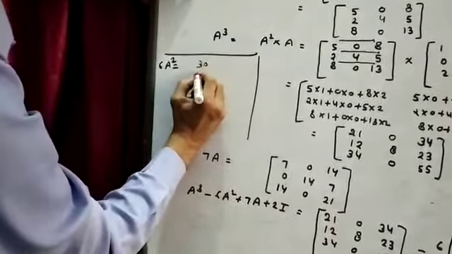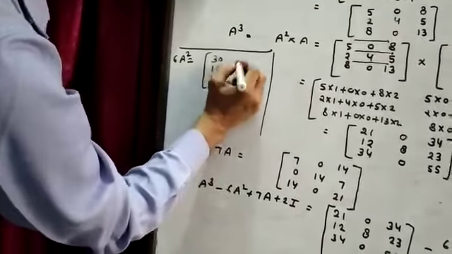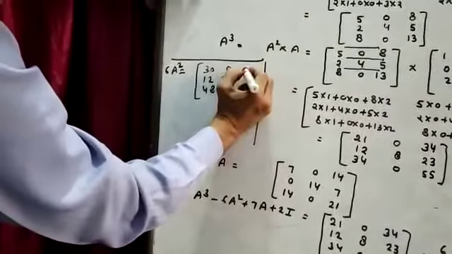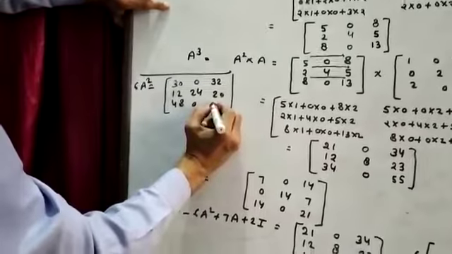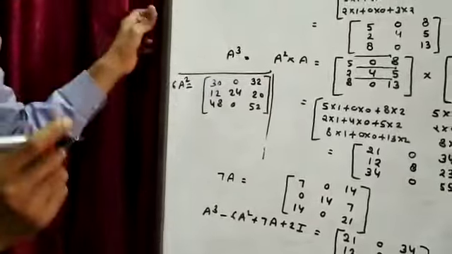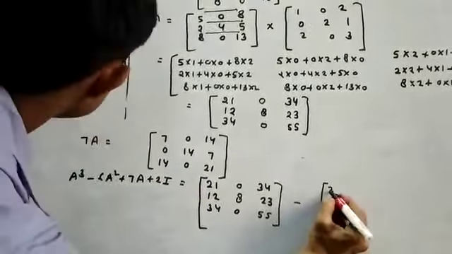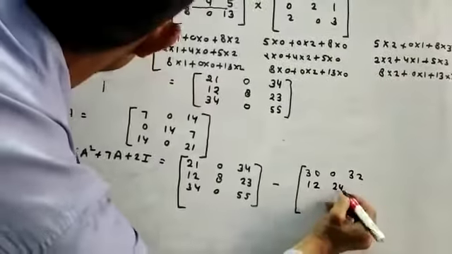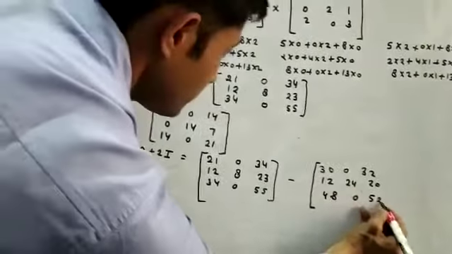6 5 is 30, 6 2 is 12, 6 8 is 48, 0, 24, 0, 32, 20, 52. So we write directly 6A square is 30, 0, 32, 12, 24, 20, 48, 0, 52.